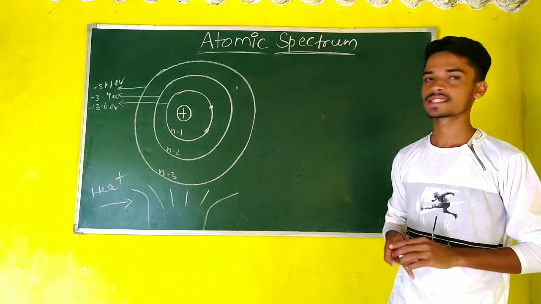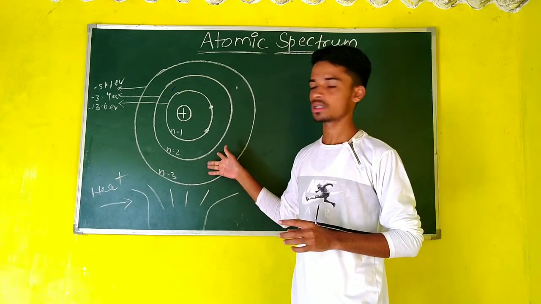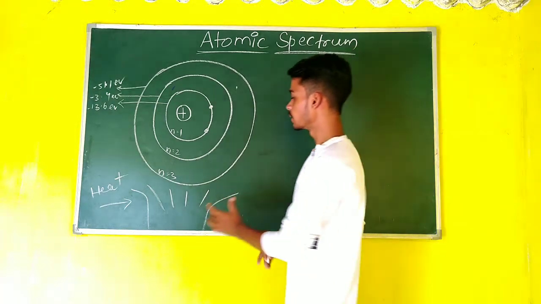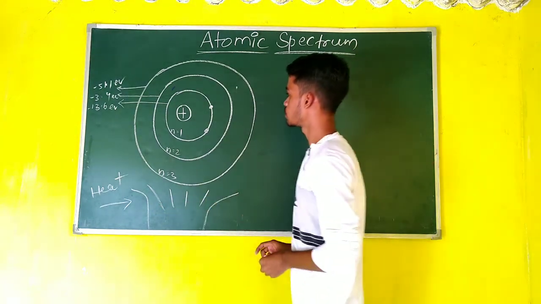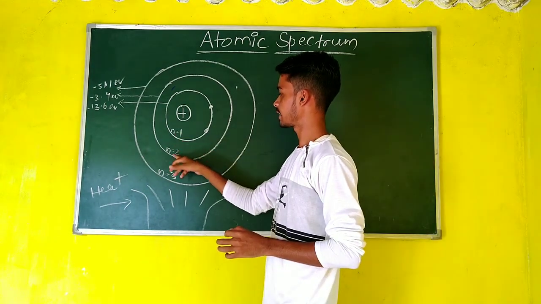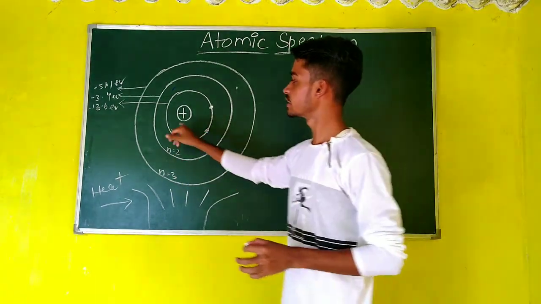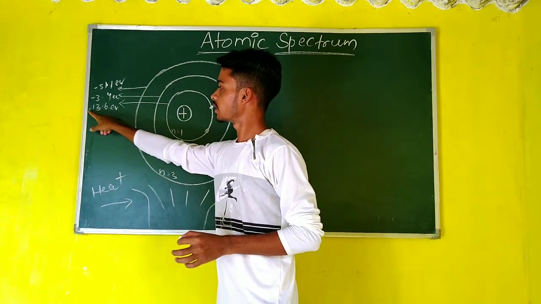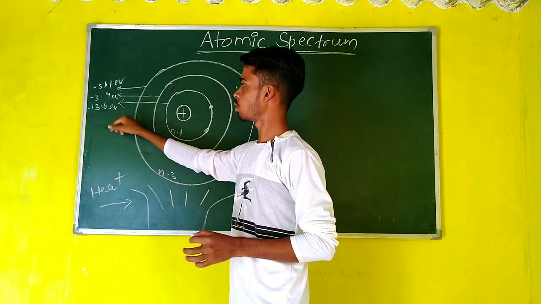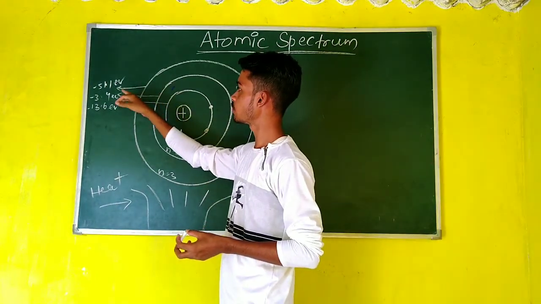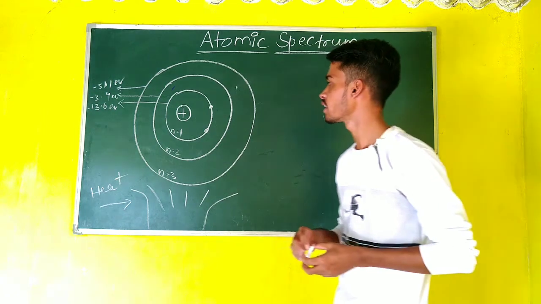Suppose, students, this is an atom. Suppose we give some amount of heat. This is the diagram of the atom: first shell, second shell, third shell, which means first energy level, second energy level, third energy level. The first energy level has minus 13.6 electron volt, the second energy level minus 3.4 electron volt, and the third energy level minus 1.51 electron volt.